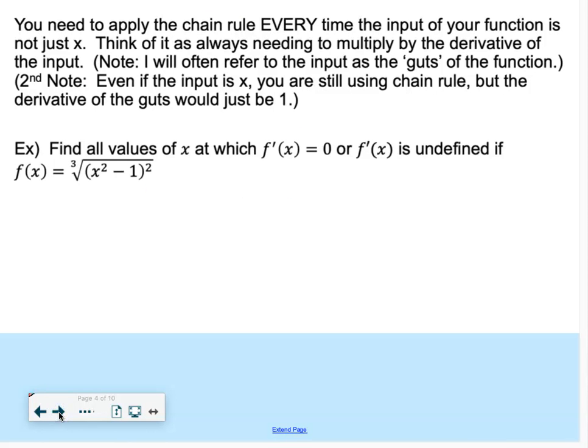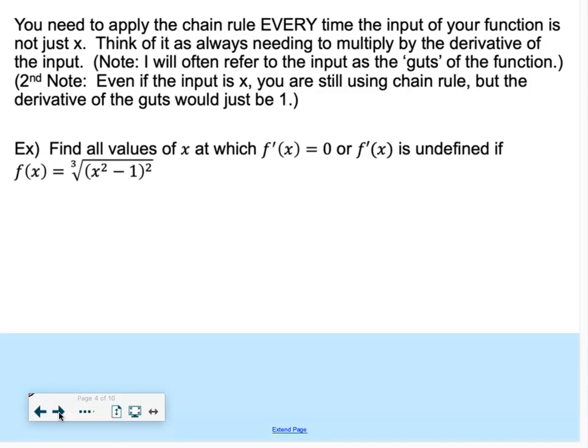All right, you need to apply chain rule every single time the input of your function is not just x. You really apply it all the time, but that's when you need to be on the lookout: if the stuff you're plugging into your function, if the guts of your function isn't just the letter x, then you always have to multiply your answer by the derivative of the guts.